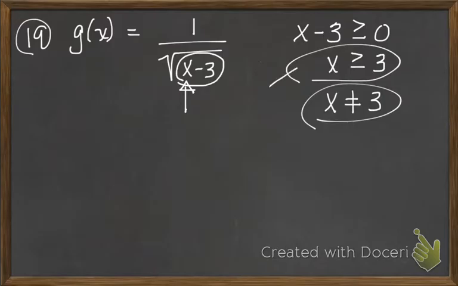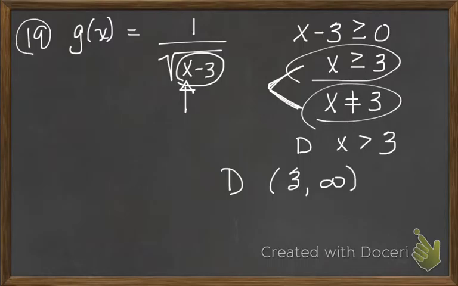So if I think about both of these, that means that my domain is actually just x is greater than 3. I have to take that equal to away. Alright? I have to take the equal to away because if x is equal to 3, it makes my function undefined. So you've got to make both of those things true. You've got to make sure everything's greater than or equal to 3, and you've got to make sure that x can't be 3. So how do we write x is greater than 3 in interval notation? Parentheses 3 to positive infinity.